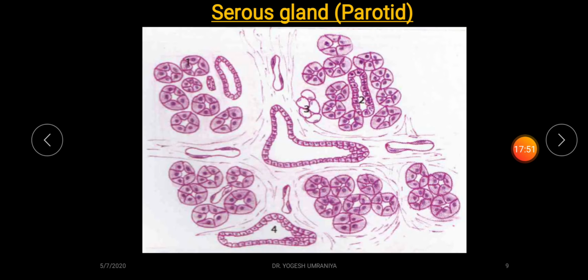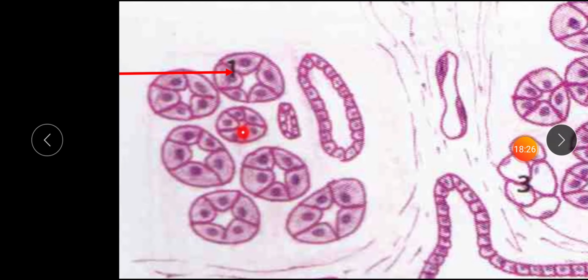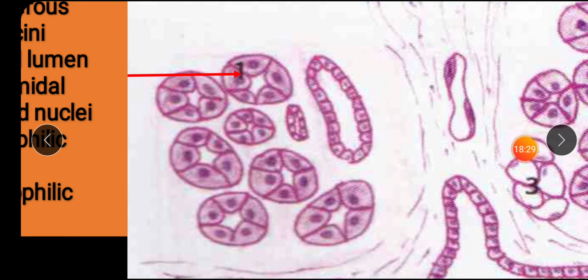In the next slide, we are going to discuss the serous, mucous and mixed glands as far as their HAD preparation is concerned. First we discuss the serous gland. The example of a serous gland in humans is the parotid. In this schematic diagram of the HAD of the serous gland, the first structure you can see is known as the serous acini.